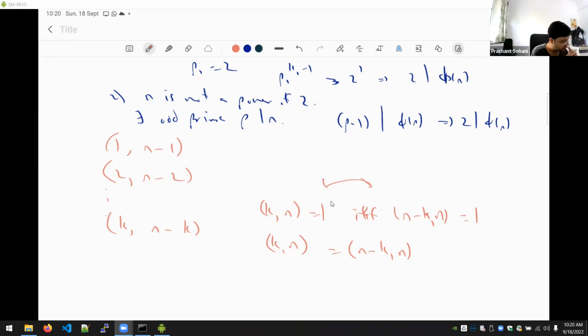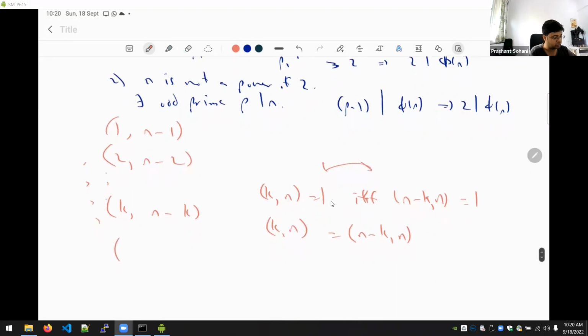So now I think we have to consider whether n is odd or even separately, because this sequence may have a final term, and we need to be careful about how to finish the argument. But the idea is clear to everybody, I hope. Yes.